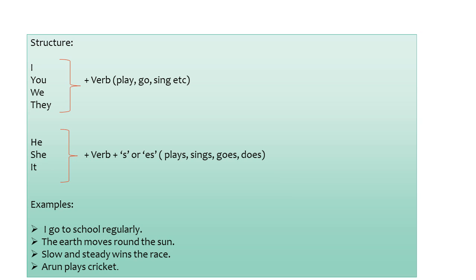See, here when we write the verb, it changes with he, she, it. When you use the pronouns I, you, we, they, the verb V1 we give as it is, like play, go, sing, etc. When it comes to he, she, it, then we should add s or es with the verb. See, plays, sings, goes, does. Examples: I go to school regularly. Here we can't say I am going to school regularly, it is wrong. I am going to, in that sense, is different; that is present continuous tense. This is a regular action, so it should be in simple present tense. Next, the earth moves around the sun. Already we have seen this.